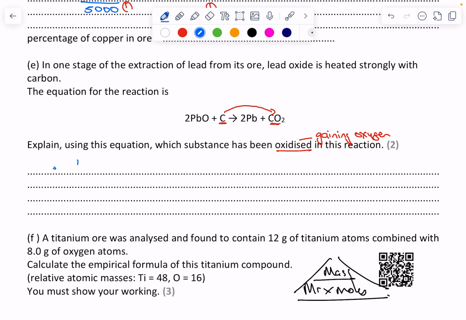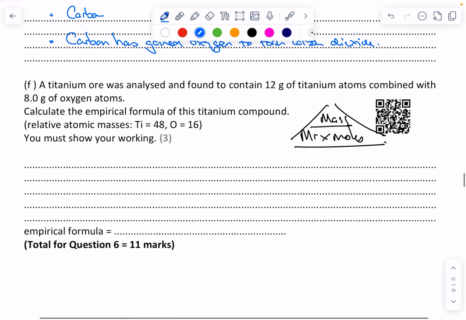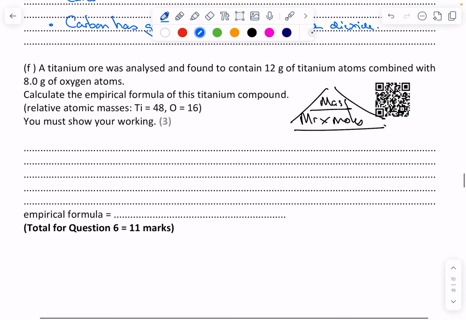So going from here to here, we're adding oxygen, and therefore carbon has been oxidized. So to get the marks, we need to say which one has been oxidized. So carbon for 1 mark, and explain how we know, because carbon has gained oxygen to form carbon dioxide.